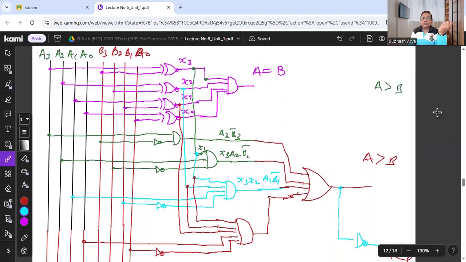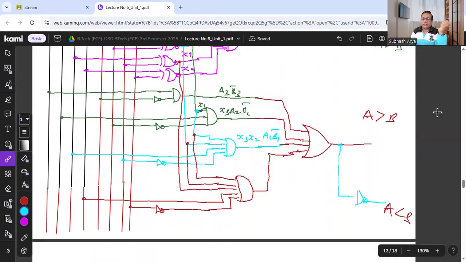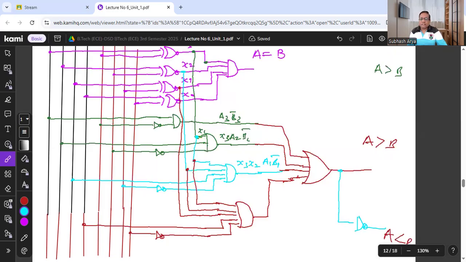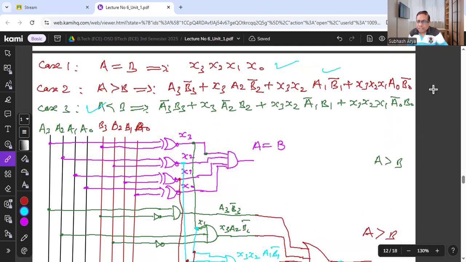A is equal to B can be easily implemented with the help of an exclusive NOR gate. And these outputs are further used while implementing the other Boolean expression for the case of A is greater than B. And A is less than B can be easily implemented by taking just the inverse of A is greater than B. We can get the A less than B output condition. So in this way, we can design a circuit that is called a magnitude comparator.